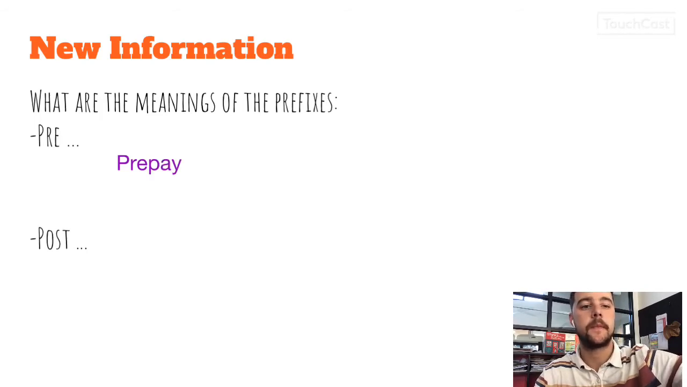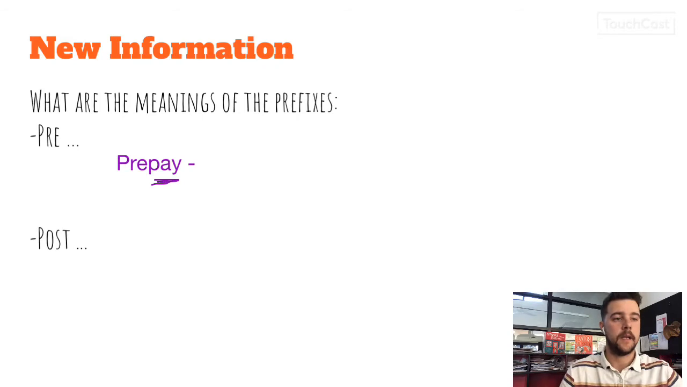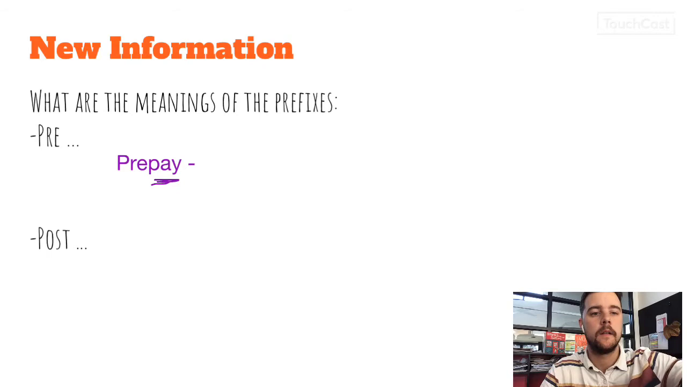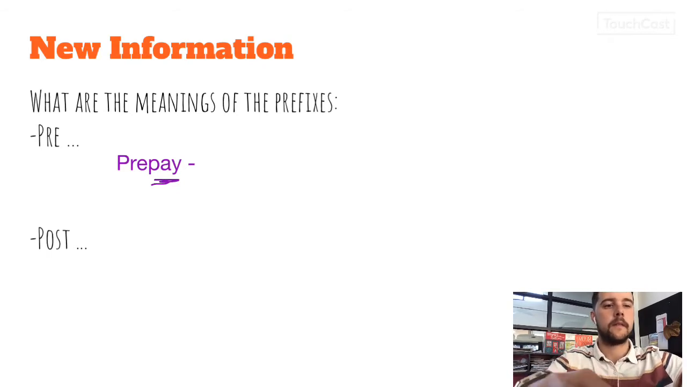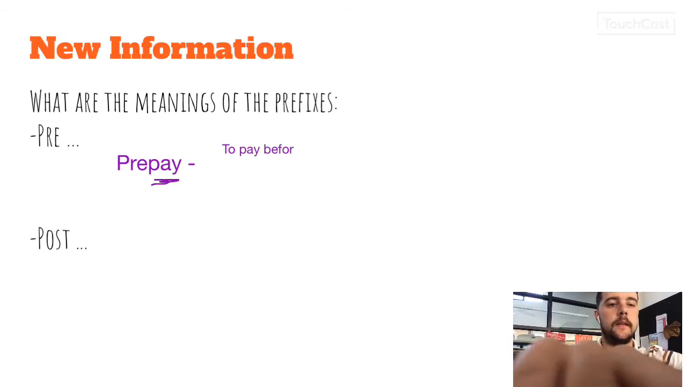Now, if we just look at the base word of pay, it means to hand over money to get something. But if we put the word pre in front of it, what does that mean? Well, it means that we're paying beforehand. To pay beforehand. Therefore, a big clue there is the prefix of pre means before.